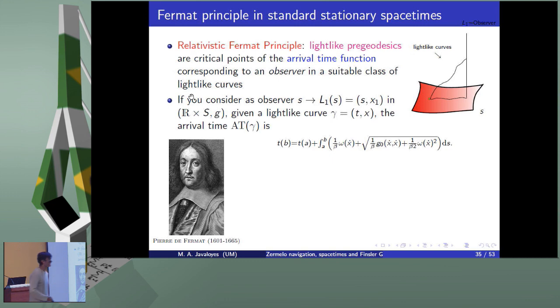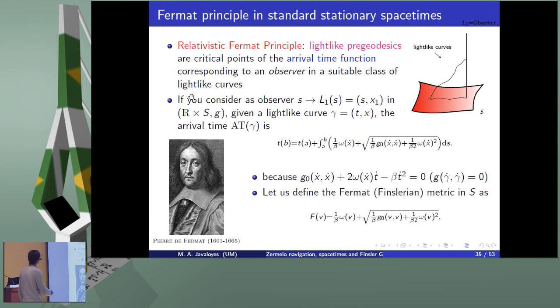So in the context of stationary spacetimes, it's easier to compute, because in such a case, the time is given by this expression. Given a curve, you can compute the arrival time. Because in this case, the arrival curve is a vertical line. Okay, the arrival curve is a vertical line. This is because, as the curve is light-like, you have this equation, which is again a second order equation. You can solve this equation and obtain this expression here.